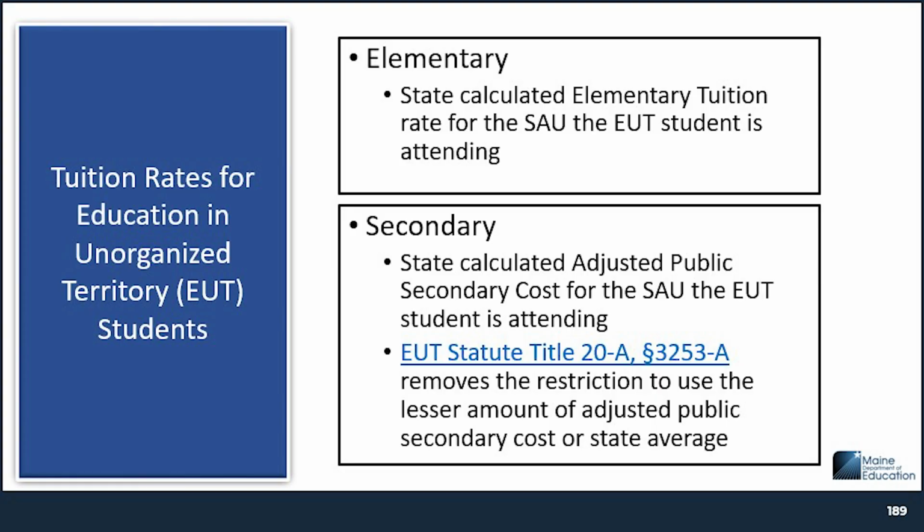The tuition rates for EUT students for elementary are exactly the same. For secondary, EUT statute removes the restriction of the state average, so EUT students going to an SAU will pay whatever that SAU's average secondary cost is.